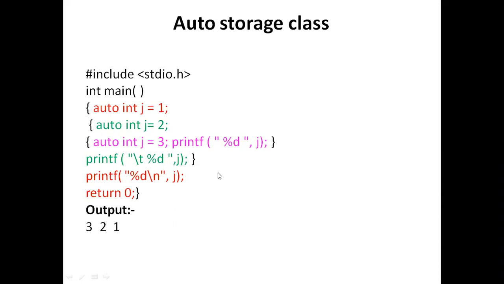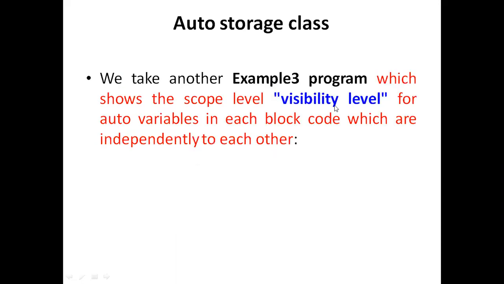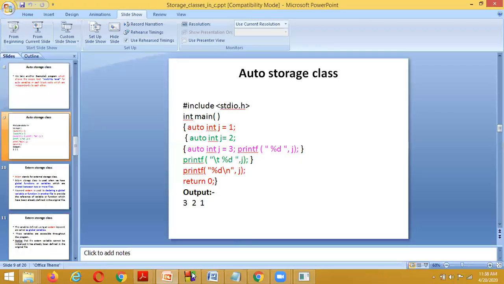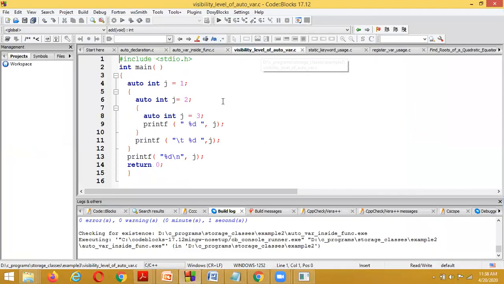This type of scenario we call the visibility level. The j is equal to 3 level is from here to here. The j is equal to 2 level is accessed from here to here. And j is equal to 1 is accessed from here to here. If I compile and execute this program, what is the value displayed? j is equal to 3.